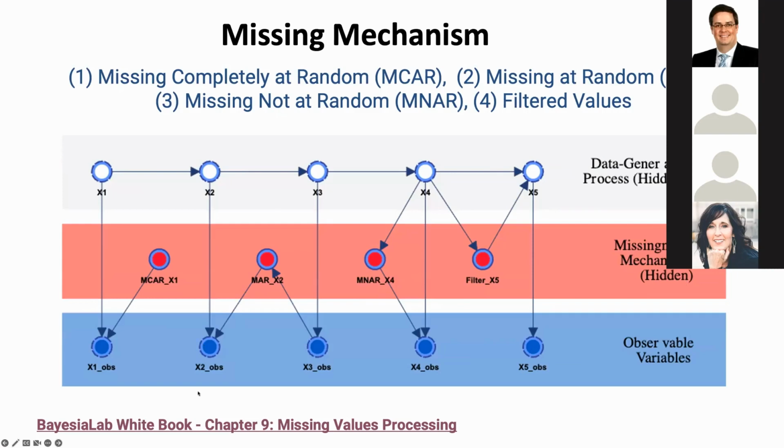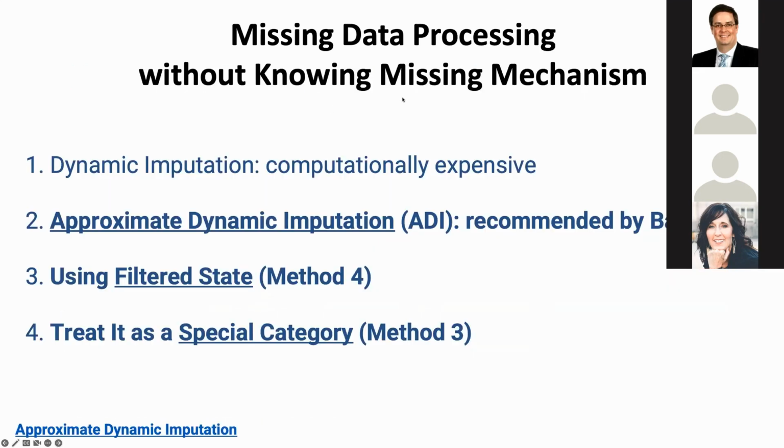So these are from the BayesiaLab white book. If you attended a BayesiaLab conference in the past, you probably have this book, or this is the online version. So the missing mechanism could be completely missing at random. It could be missing not at random, meaning the missingness depends on the observation. The example in the white book is really nice. But essentially, the key idea is, if you don't know the missing mechanism, what are you going to do with this high missing rate?